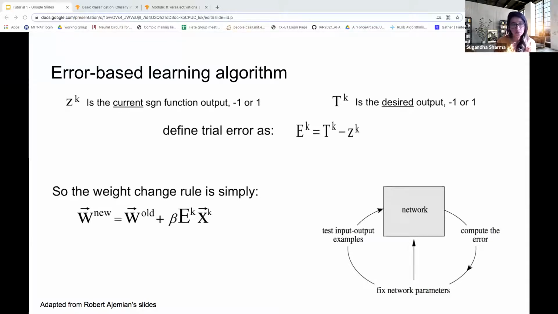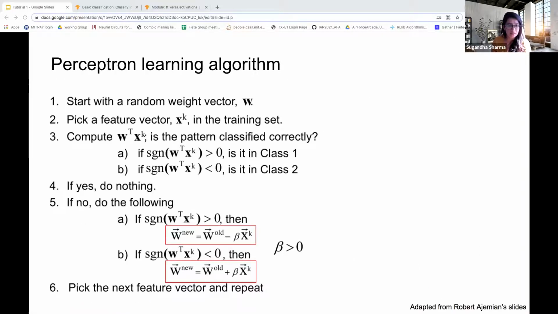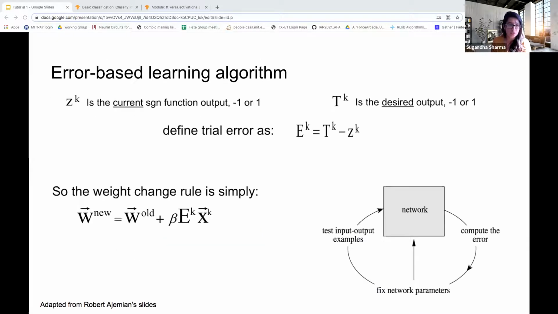So this error would be either plus or minus 1, depending on how incorrectly you classified your output. This is just rewriting these two equations, combining them into one form using this error function. So in general, schematically, you can look at it as a network, which is called a perceptron in this case, and we have a set of input output examples.